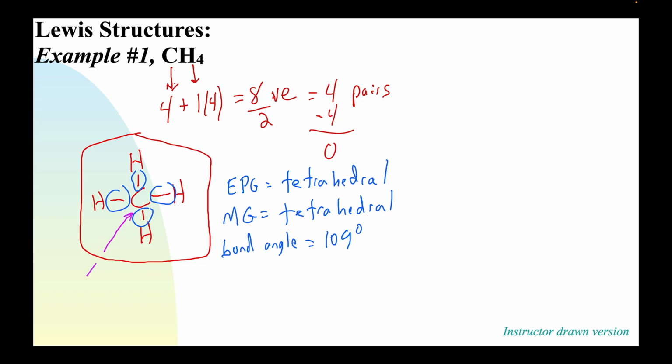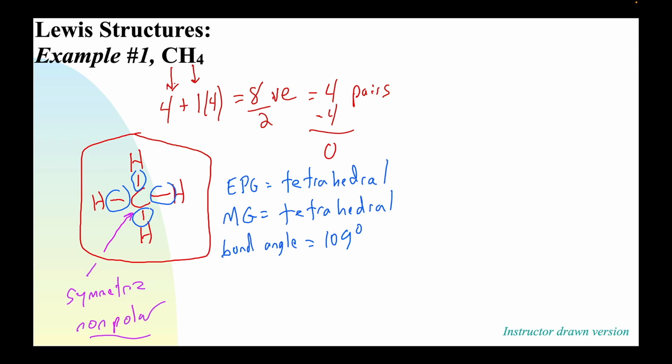You've got no silicon atoms connected to carbon. You have no chlorines. You have no lone pairs. So this is a symmetric molecule. Everything's the same all the way around it. This is actually a non-polar molecule.